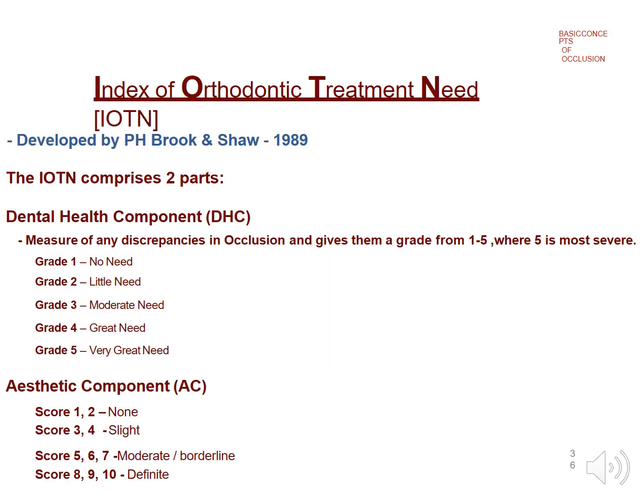Okay, as a recap for IOTN. You need to know IOTN has two parts. First is the dental health component. The grading is from grade 1 to grade 5, and we have some repetition of the occlusion. For example, for the overjet, usually we use A: 2A, 3A, 4A, and 5A. For reverse overjet, there is B. And then for the crossbite, 2C, 3C, 4C. Okay, that is the dental health component.